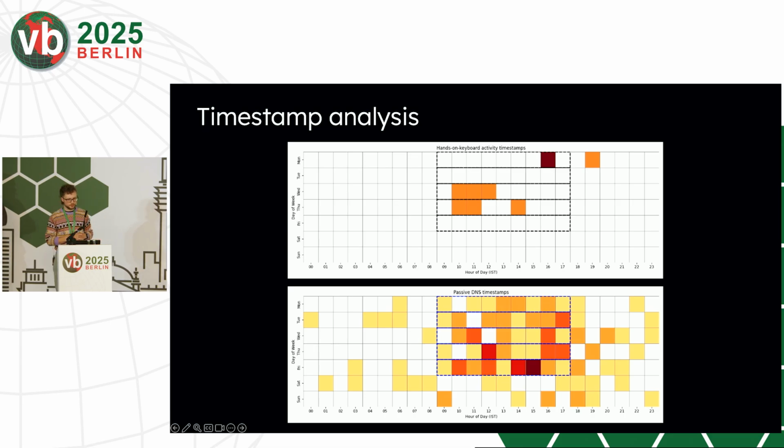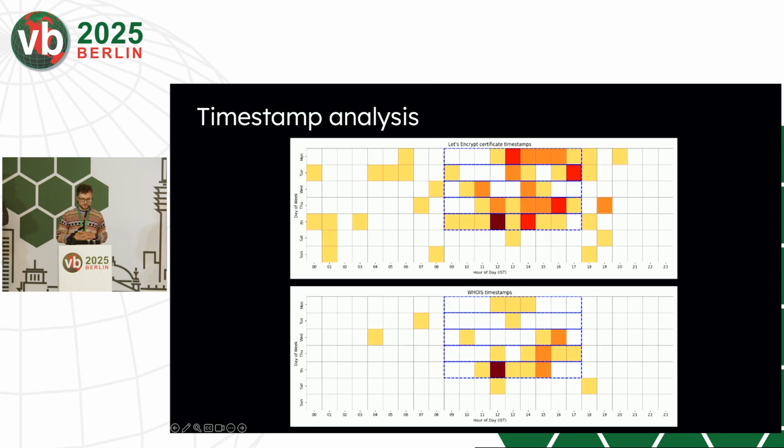We took all the observed timestamps from the hands-on keyboard activity, from known C2 infrastructure, and we plotted that data onto a few different heat maps. And when you adjust the timeline on the x-axis to the Indian Standard Time Zone, you can start to see a pretty clear pattern that emerges. So in this slide, you can see the hands-on keyboard activity at the top and the passive DNS first seen timestamps on the bottom.